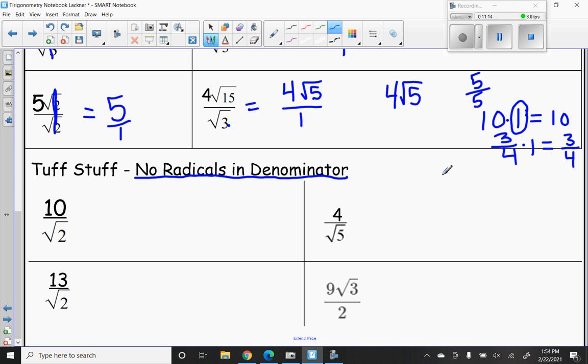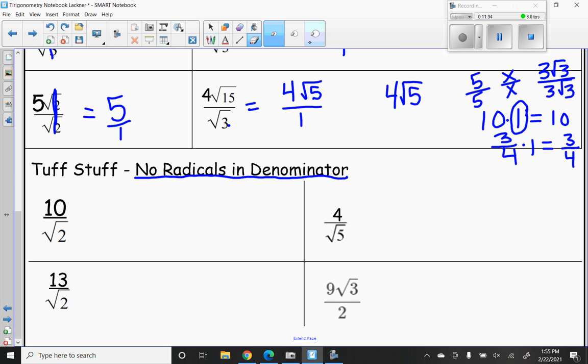5/5. Another way would be x/x. X divided by x is 1. 3 radical 3 over 3 radical 3 would also be 1.